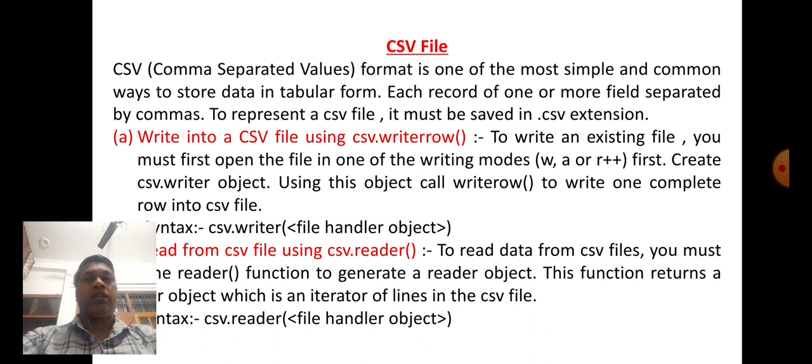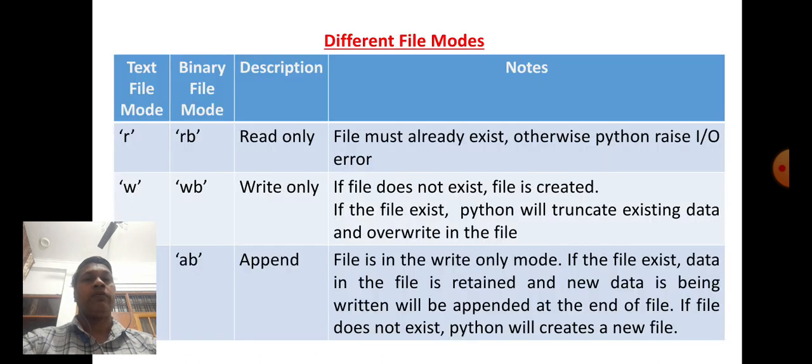Create a csv.writer object using this file object, and call the writerow method to write the entire row, that is a complete row. For example, csv.writer with the file handler object. See the example.